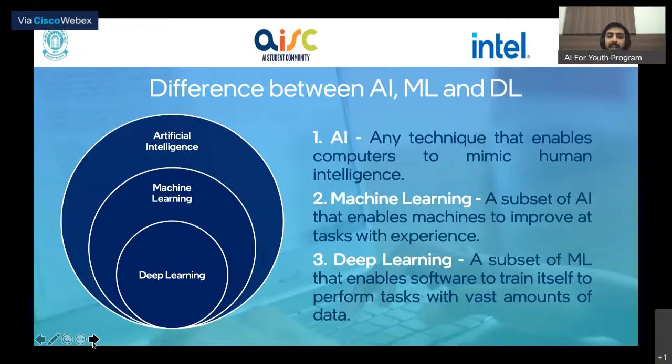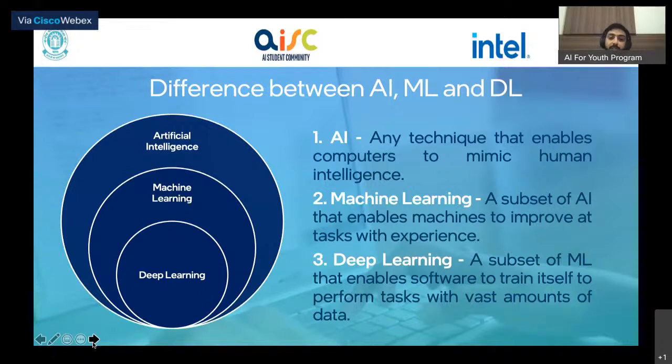For that, we'll understand the difference between AI, ML, and DL first. We've all understood what artificial intelligence is, right? It's a technique that enables computers or machines to mimic human intelligence. Now, what are machine learning and deep learning, and how are they different from each other? If you see the graphic on the left, we have the term artificial intelligence on the top. So this is like the umbrella term, and machine learning and deep learning are its subsets.